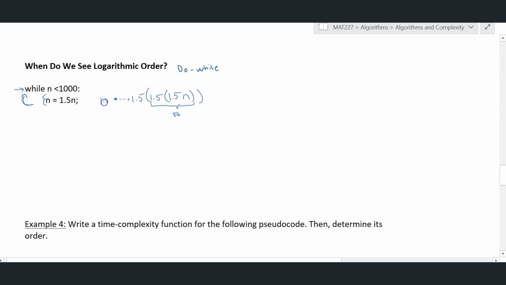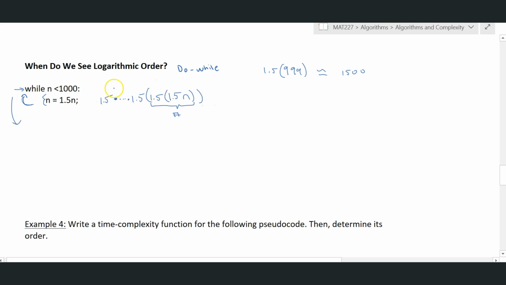It will continue doing this until n reaches or exceeds 1000. So if, let's say, n is 999, and then it gets multiplied by 1.5, that's approximately right around 1500, and then it checks it again, and it's like, okay, well now n is bigger than 1000, so let's exit out of this loop and move on to the next instruction, should there be one.